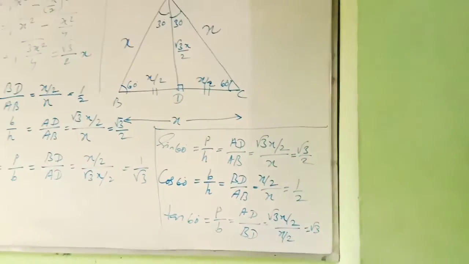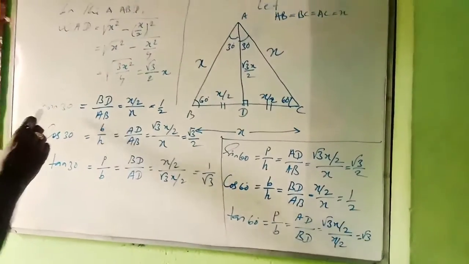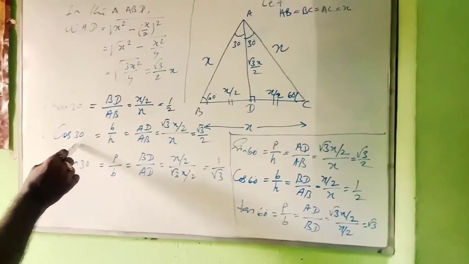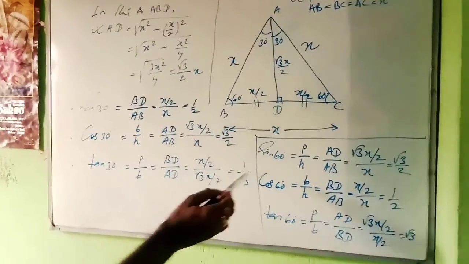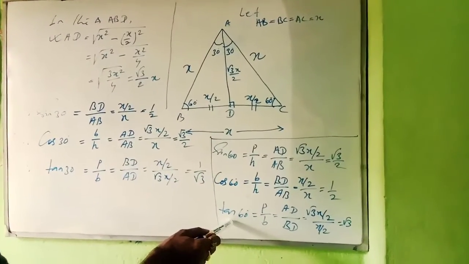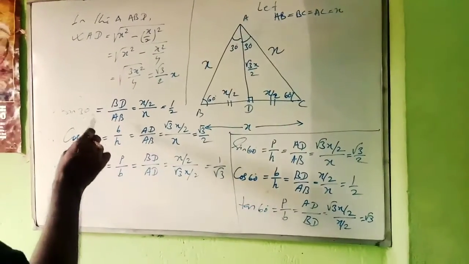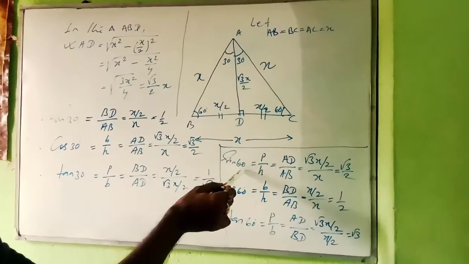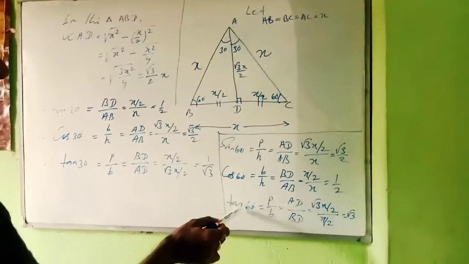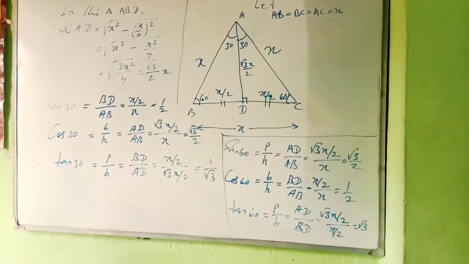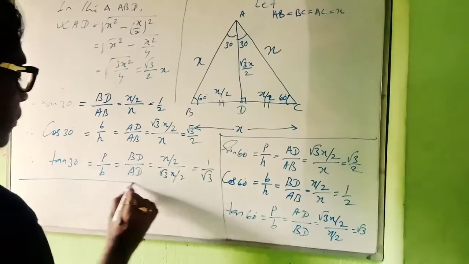Just focus here. In the first part I have found sin 30 value, cos 30 value, tan 30 value. Next I found sin 60, cos 60, tan 60. Okay. These are three values for the 30 degree angle, sin, cos, tan, and for the 60 degree angle, sin 60, cos 60, tan 60. If you know the sin 60, you can get the reciprocal of that one. How to find out? Just see.